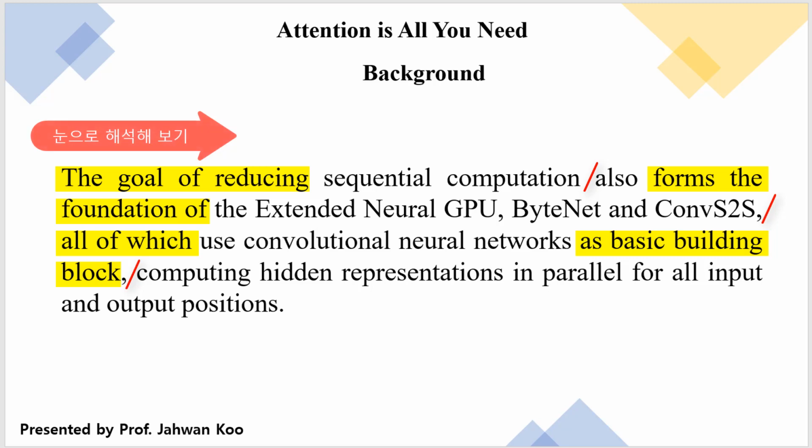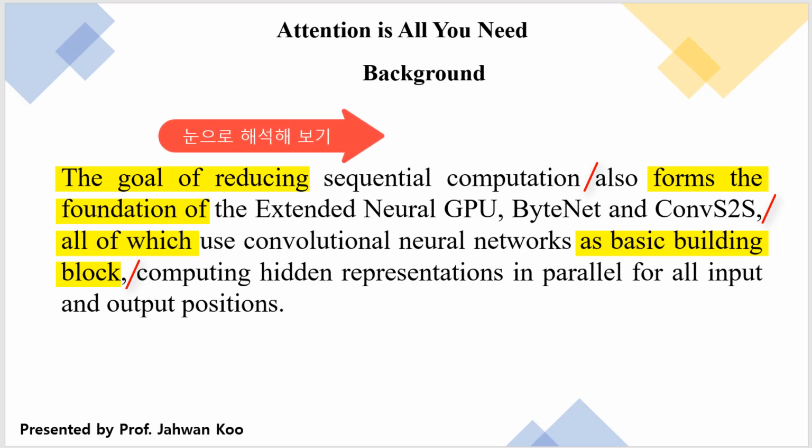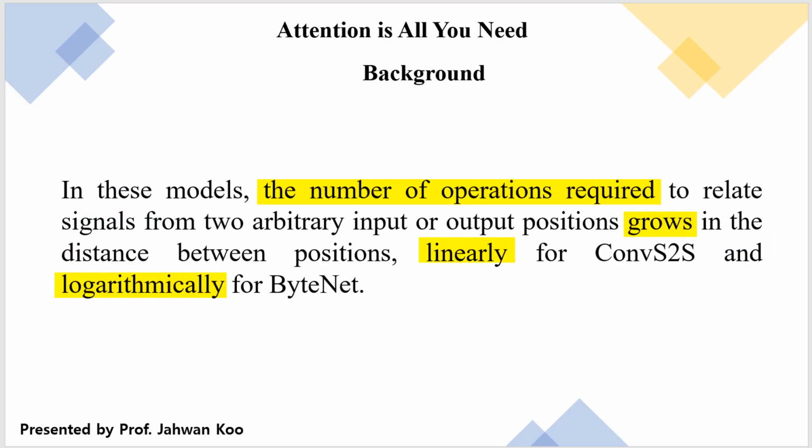Of which use convolutional neural networks as basic building block, computing hidden representations in parallel for all input and output positions. In these models, the number of operations required to relate signals from two arbitrary input or output positions grows in the distance between positions, linearly for ConvS2S and logarithmically for ByteNet.